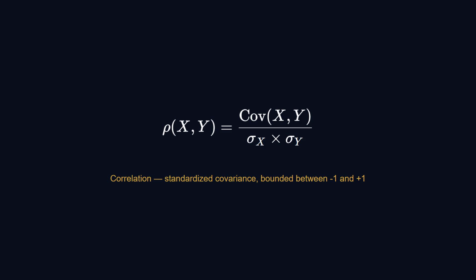Correlation is the most important input in portfolio construction. When you combine two assets with low or negative correlation, the portfolio risk is less than the weighted average of individual risks. That is diversification, and it is only possible because of imperfect correlation.